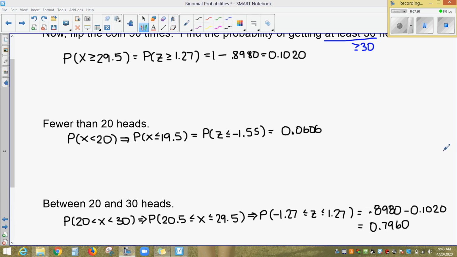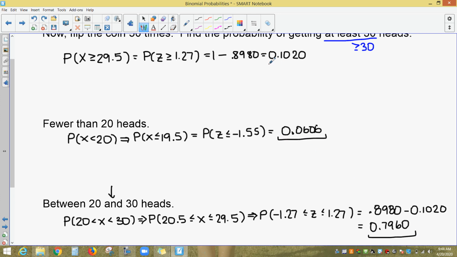My apologies for all the foibles. It's obviously not my morning. Okay, so less than 30 means stopping at 29. Making the area half a unit bigger is 29.5, which is 1.27. That makes more sense because 25 is in the middle, and so this should be a symmetric situation here. And then our area, we subtract, and we say almost 80% of the time that will happen. Here only 6% of the time, here about 10% of the time.